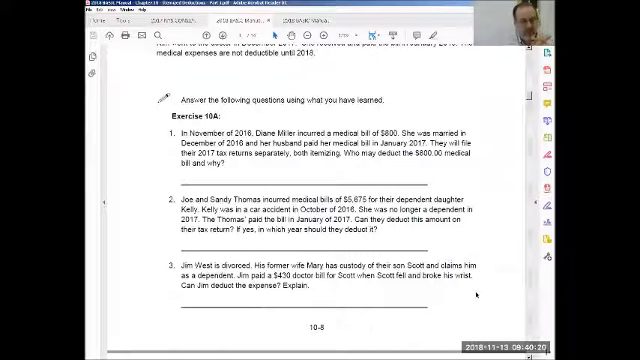Okay. All right. Okay. Let's see here. The other ones were kind of good as far as what can and can't be deducted. Did any questions come up on those?